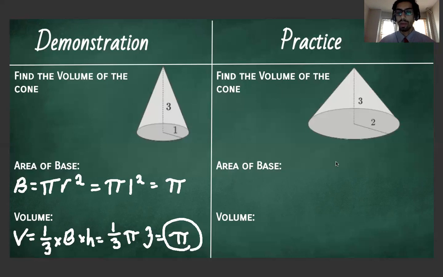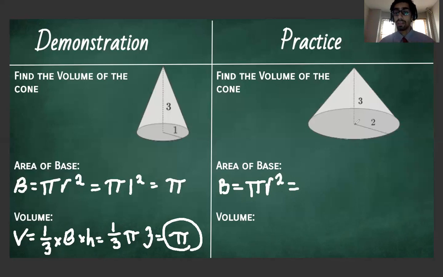For those of us who are back with me, we need to find out two things here. We need to find out the volume of the cone, obviously. And before we do that, we have to find out what the area of the base is. So let's go ahead and start there. The formula for the area of the base, which in this case is a circle, would just be pi r squared.